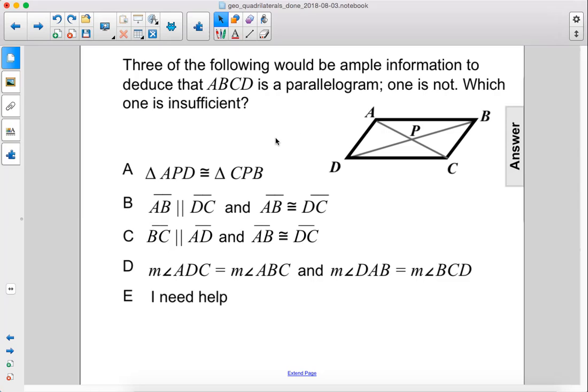Three of the following would be ample information to deduce that ABCD is a parallelogram. One is not. Which one is insufficient? Triangle APD is congruent to triangle CPB.